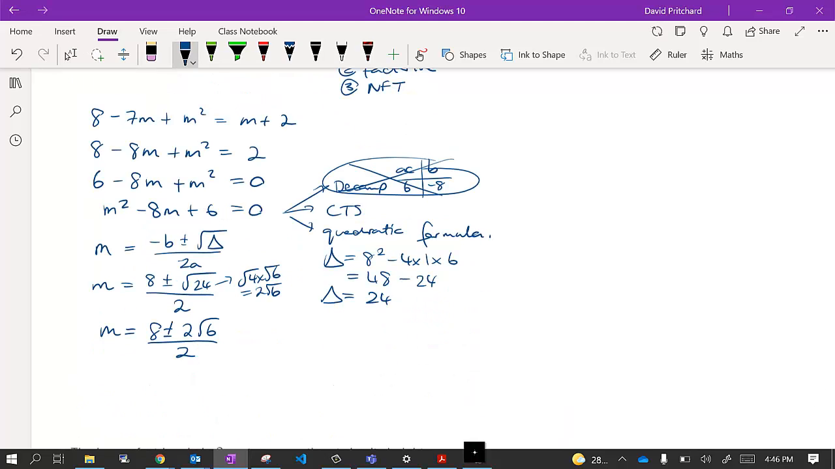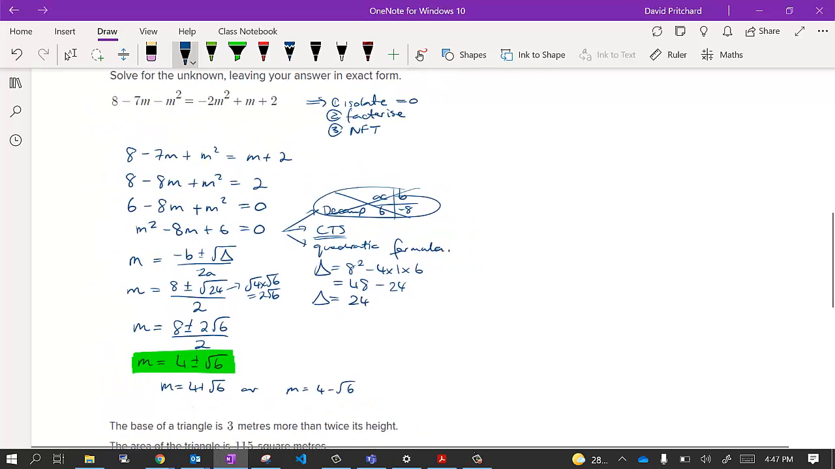Now, there's a common factor of 2 for all elements, so we can divide them all by 2, and we end up with m is equal to 4 plus or minus root 6. So there's our answer in its exact form. If you wanted to, you could split it and say m is 4 plus root 6, or m is 4 take root 6, but this is the same thing. I would accept both answers. Now, you should be able to get the same answer using completing the square, but I won't do that now.